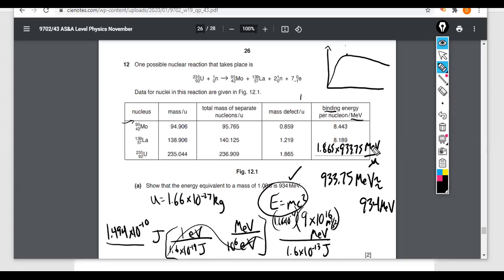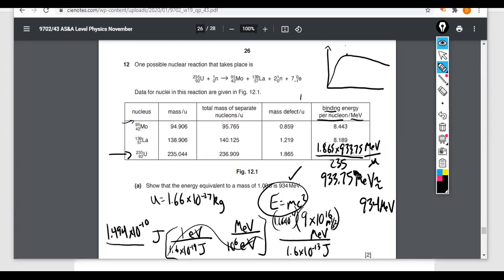So now I'm in mega electron volts, but this is for the entire nucleus, right? Because that's all of the mass defect. So the entire nucleus has this much binding energy. We want the energy per nucleon, so we have to divide it by the number of nucleons. There's 235 nucleons in this uranium. So we take this product and divide it by 235.